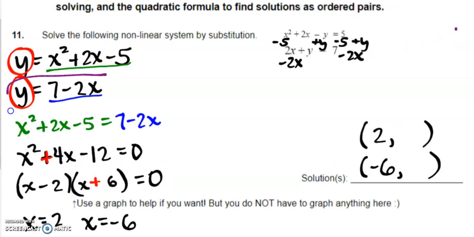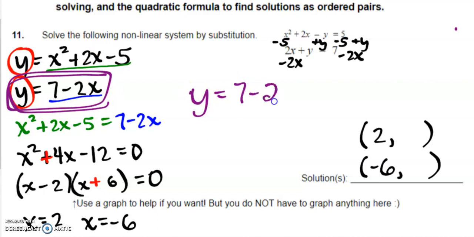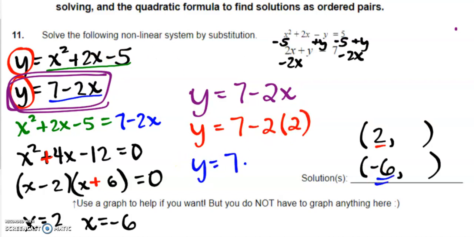Well, I think the easiest place that I have y is right here. y equals 7 minus 2x. So if I plug in this 2, I get y equals 7 minus 2 times 2. And if I plug in this negative 6, I get y equals 7 minus 2 times negative 6. So this one's going to end up being 3, and this blue one ends up being 19. So what this is saying is your parabola and your line are going to intersect twice.